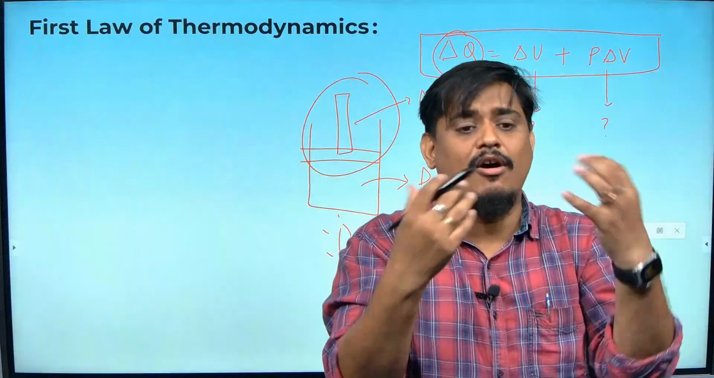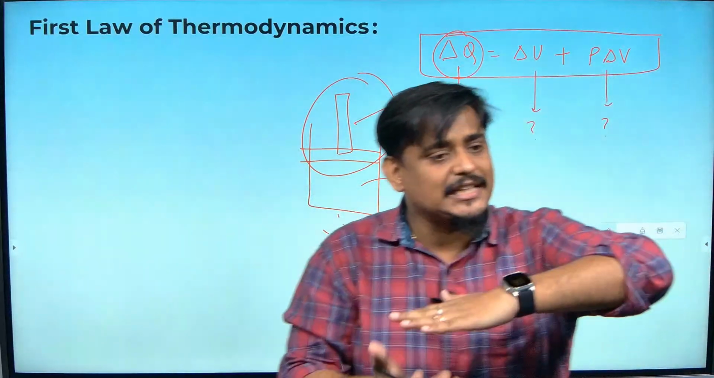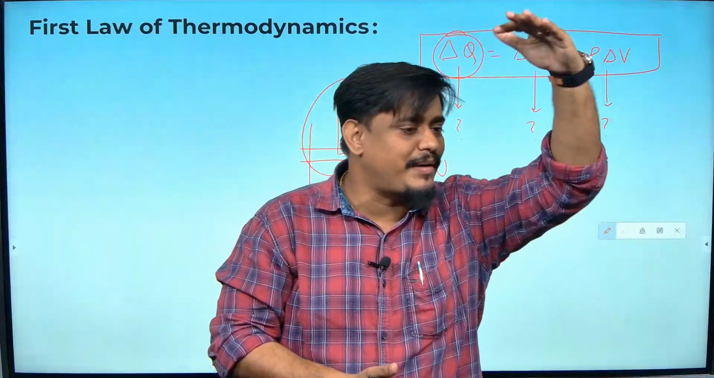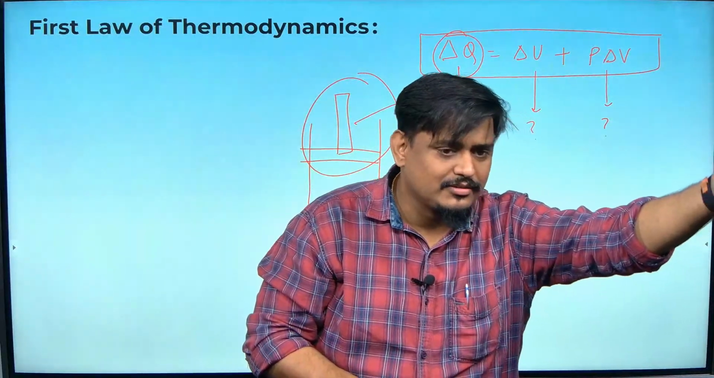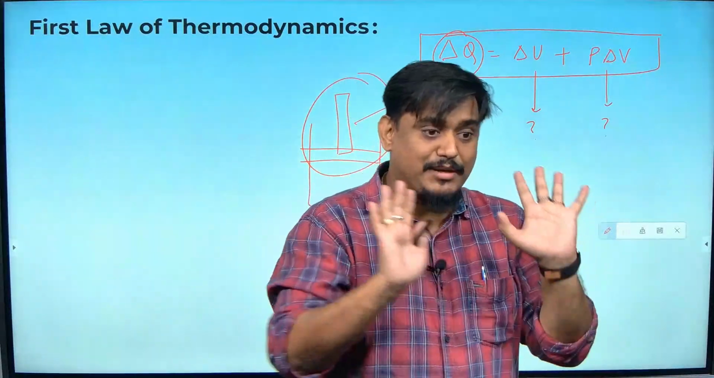The gas becoming hot is the example of change in internal energy. The piston getting expanded is the example of work done by the system on the surrounding. So, it is common sense that the heat you are supplying is used in these two ways. That is the meaning of the first law.